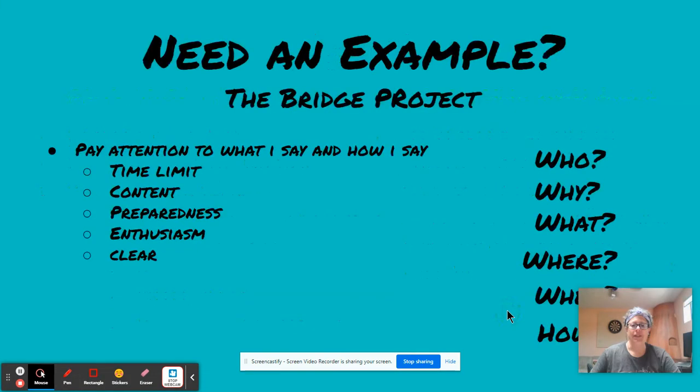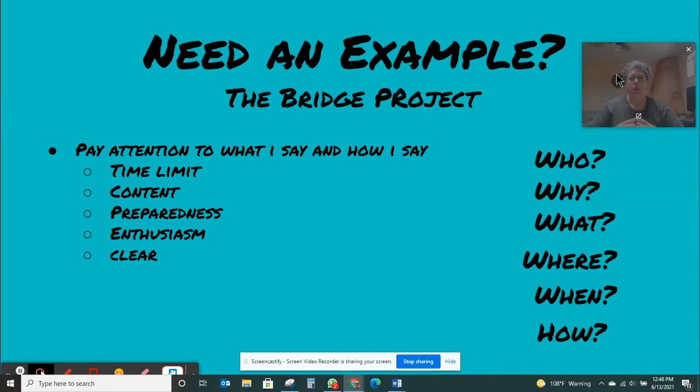So I'm going to give you an example of a POL that I am going to model for you regarding the bridge project that you've either heard a lot about or have actually been to at Changemaker High School work out on Belvedere Avenue. I want you to pay attention to the time limit, how fast I speak, what I say, how I'm prepared, and how I tackle the 5 W's and 1 H in my story.